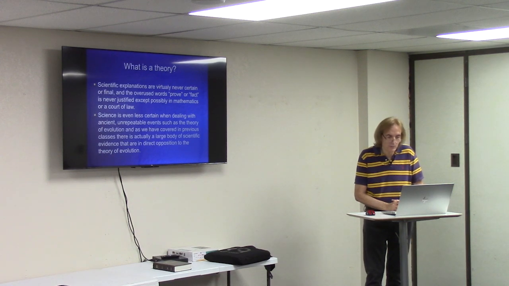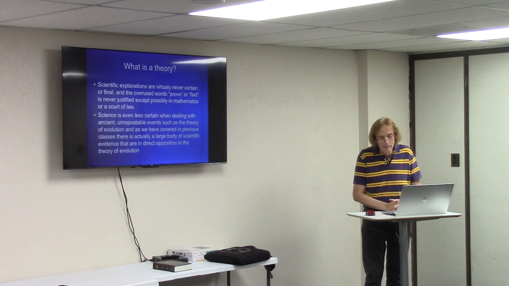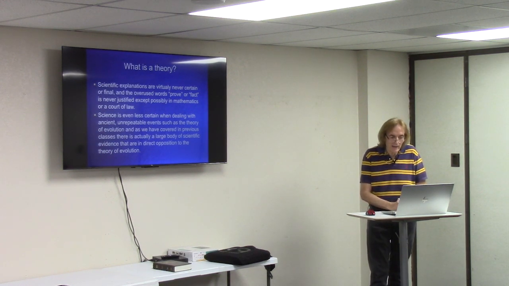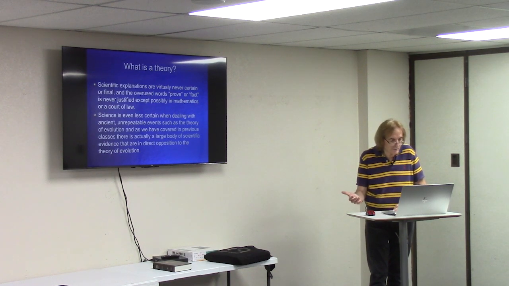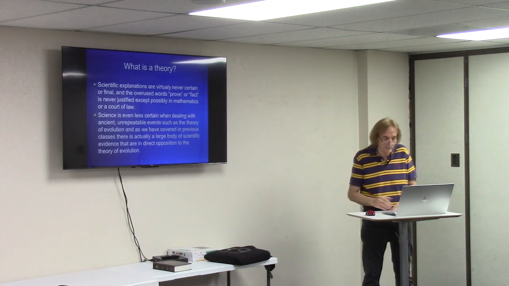So we should realize that scientific explanations are virtually never certain or final. And the overused words prove or fact is really never justified, except possibly in mathematics or maybe in a court of law. And science is less certain when dealing with ancient, unrepeatable events, such as the theory of evolution, as we've covered in previous classes. Again, there's a large body of evidence in direct opposition to evolutionary theory.